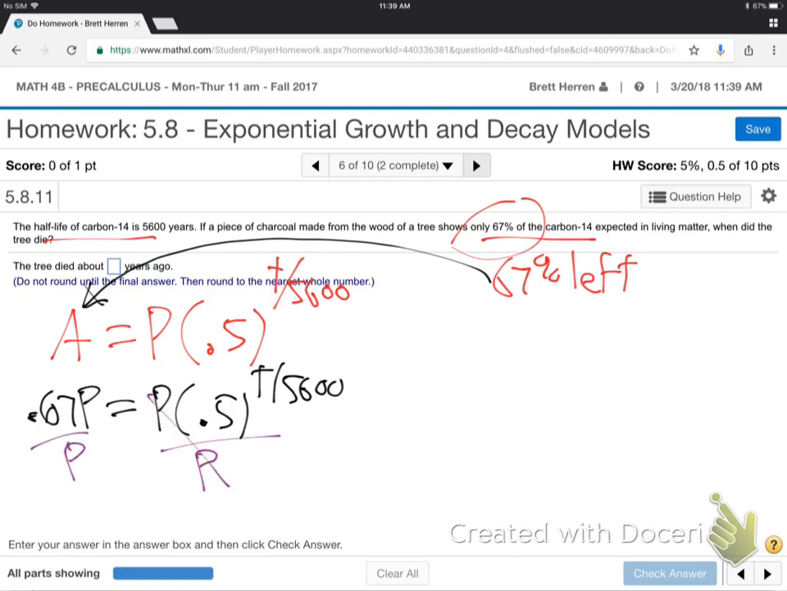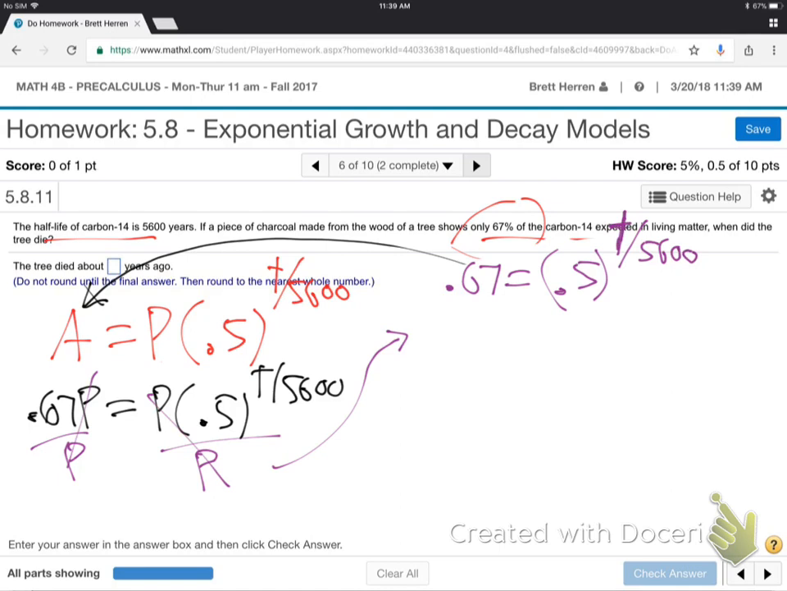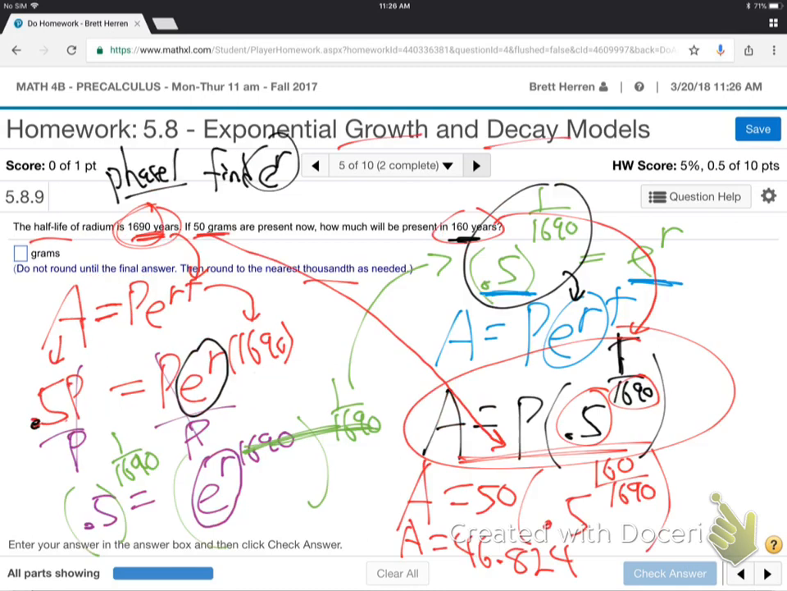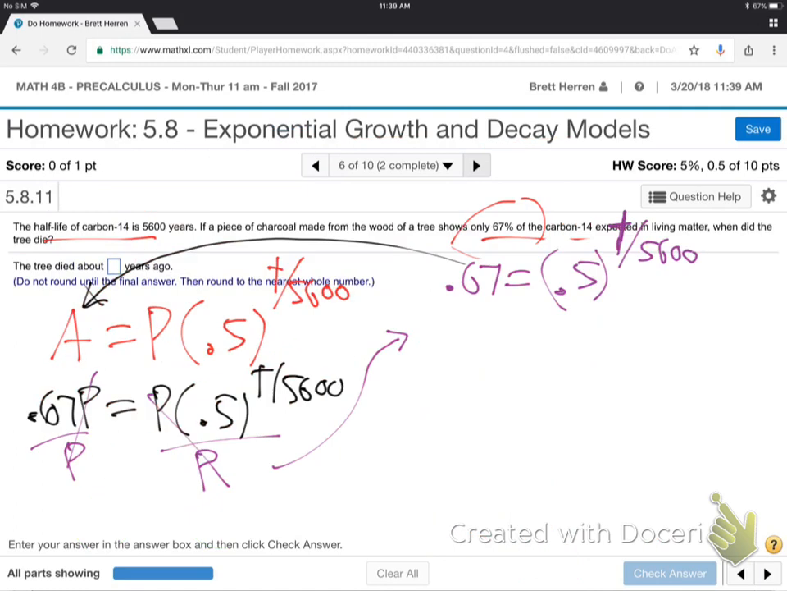So divide by P on both sides, boom, boom. P is gone. Okay, let me help. There's T up there. What are we trying to solve for? Time. Where's T? In the power. We want it out of the power, don't we? This time we want the T to come down. It's not like the other ones where we wanted to leave the R in the power, so we didn't bring it down with ln. This time we're bringing it down with ln, aren't we?